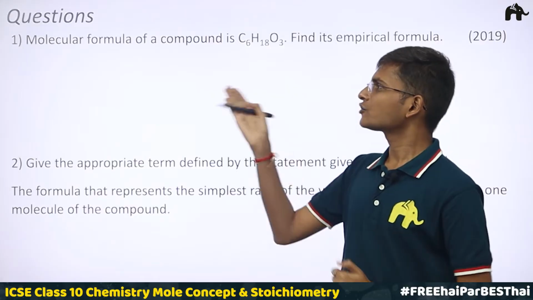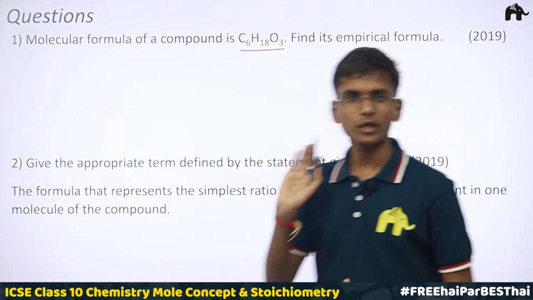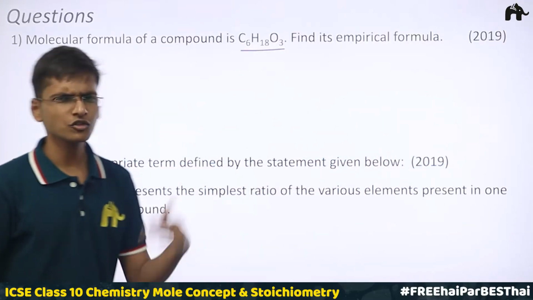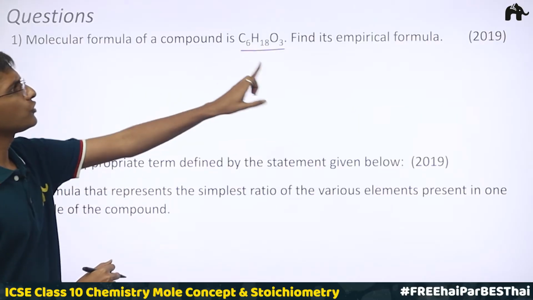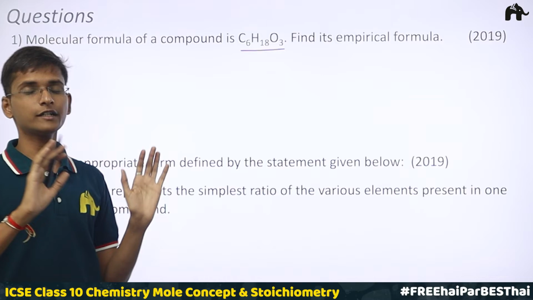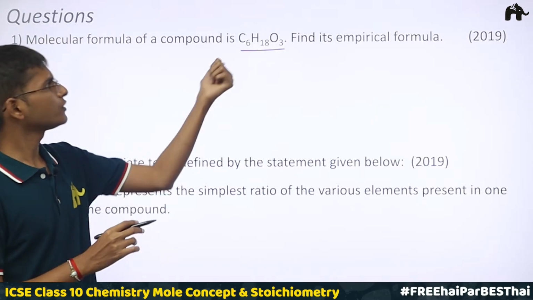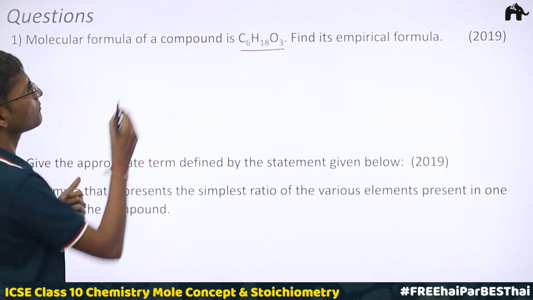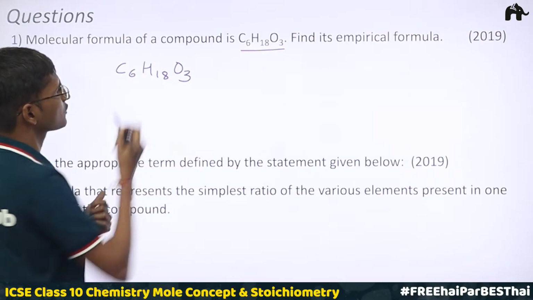How? Let's see. First, the molecular formula of a compound is given. Find its empirical formula. This was asked in your exams in 2019, so such simple 1-mark questions can be asked based on this concept. How are we going to find the empirical formula from this molecular formula? Remember the same way we found the empirical formula for glucose. Here they have given us this compound's molecular formula, C6H18O3. What are we going to do?